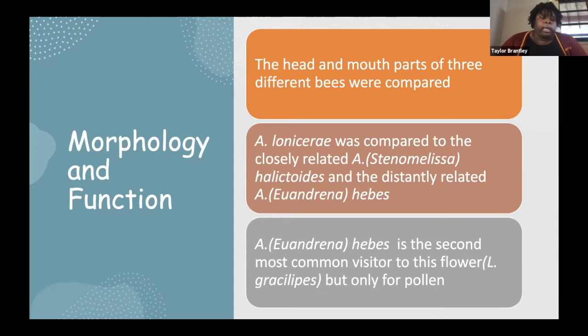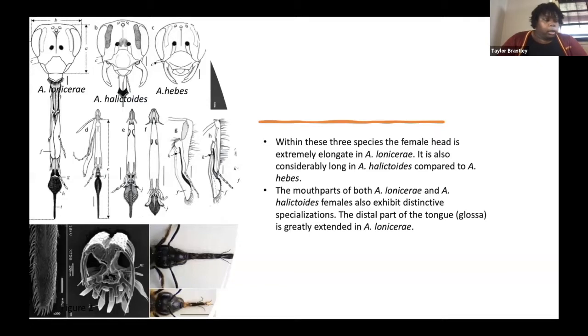In contrast, A. halictoides, mostly allopatric to A. lanicerae, is a closely related species that utilizes the funnel flower of W. hortensis. Within these three species, the female head is extremely elongate in A. lanicerae, which is this one here, and the length and width proportions of the head are significantly different among them.